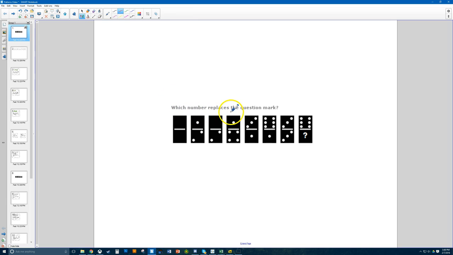It says, which number replaces the question mark? That's our riddle for this week. You can enter into the riddle this time. If you think you know the answer, remember you can earn 500 leader loot. It wants to know what is the question mark on this final domino. There is some sort of pattern going from left to right, and we'll come back to the riddle later on in the video.